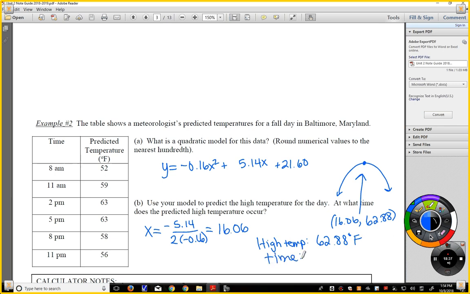So what represents the time in our vertex? Riley? The x. Okay, so 16.06, which is real close to 16. What is 16? 4 p.m., right? Afternoon. So about 4 p.m. Is this all right with everybody? So see how the data is going to be important? We're going to use it in lots of different ways with different types of regressions. So knowing how to do that on the calculator is important to us.